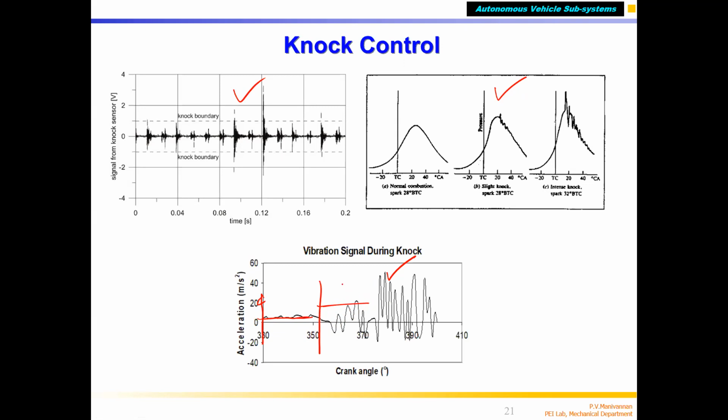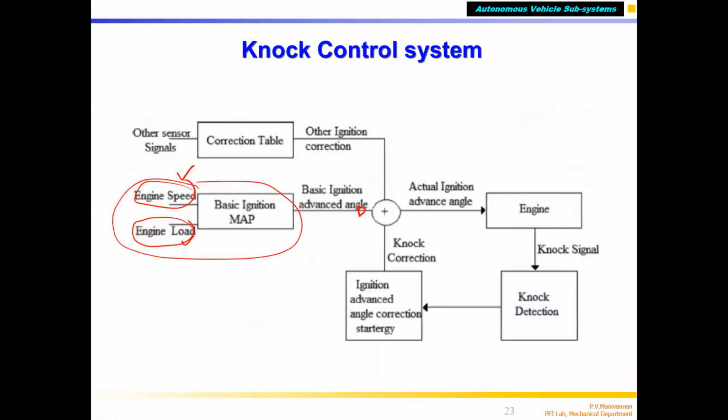We want to run your engine close to this region. That's what I told you: if you run your engine close to light knocking, thermal efficiency is more. But if knocking becomes more, you can see the amplitude is very high, so you should not run there. For that, you can give feedback through a knock sensor detector. From the engine, you put your washer type sensor, any of the sensors, and give it here.